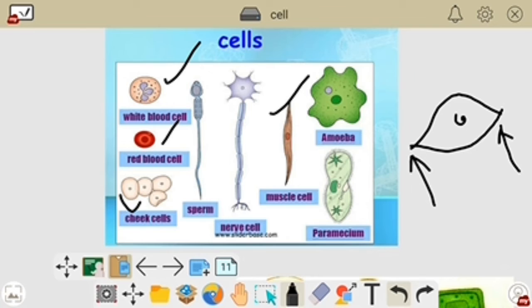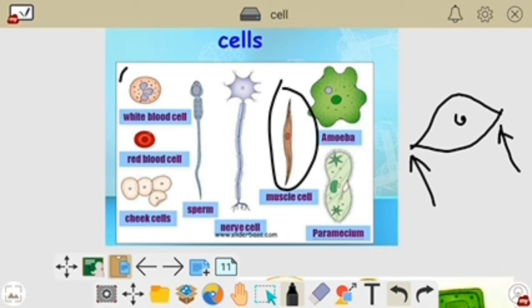So nerve cell is very long. Nerve cell is also called neuron. Nerve cell is very long, so that it is adapted for transmitting the signals from the brain. And it also receives signals from our body and transmits them to the brain. Muscle cells have a special property that they can contract or expand. So by contraction and expansion, the body parts move.